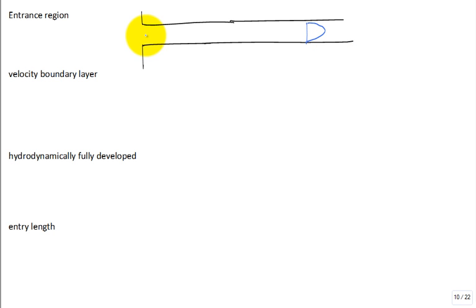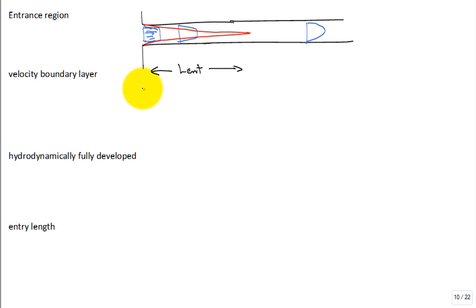But when it first comes in, maybe it's very flat in the core but sharp at the edges, and then it takes a while for the effects of the viscosity to be felt throughout. And so what you grow is a boundary layer, but you're growing it all the way in until the boundary layers meet, and then you're fully developed. This length is an entrance length.